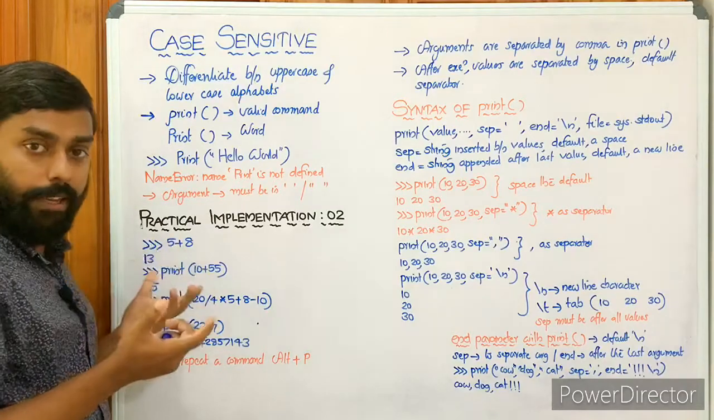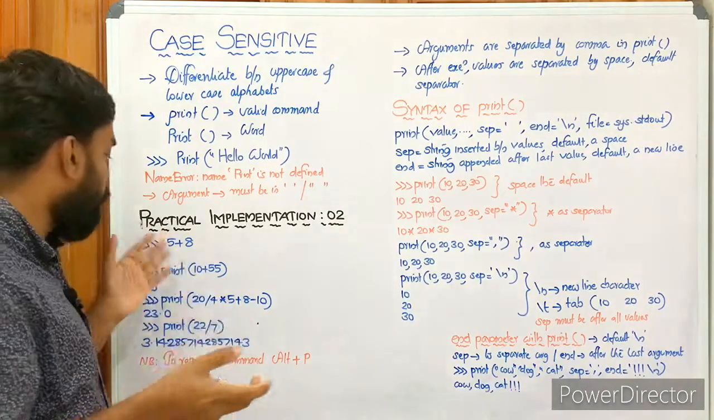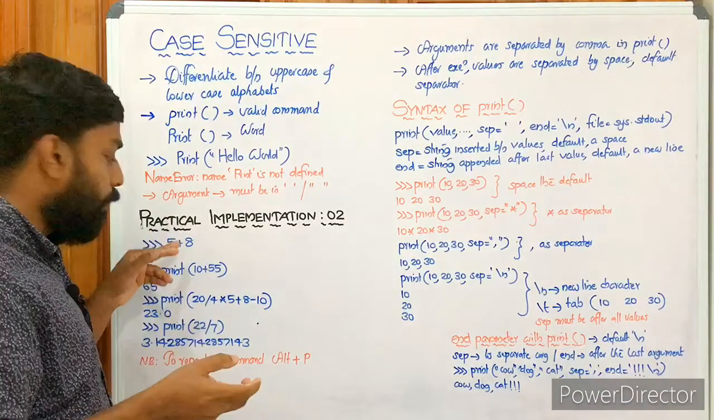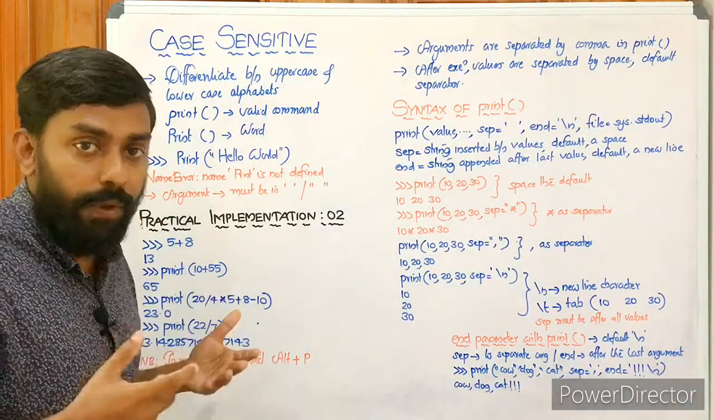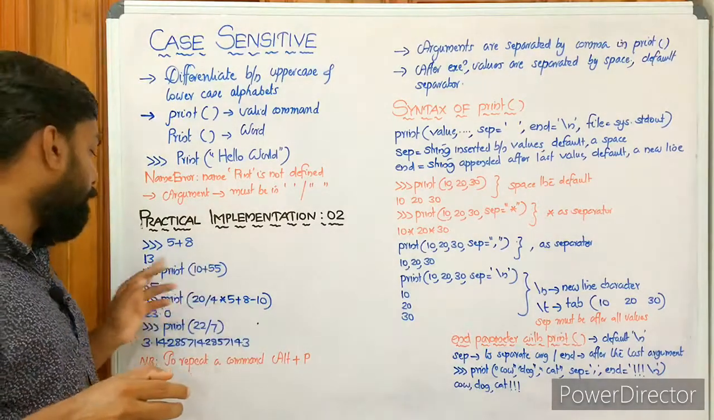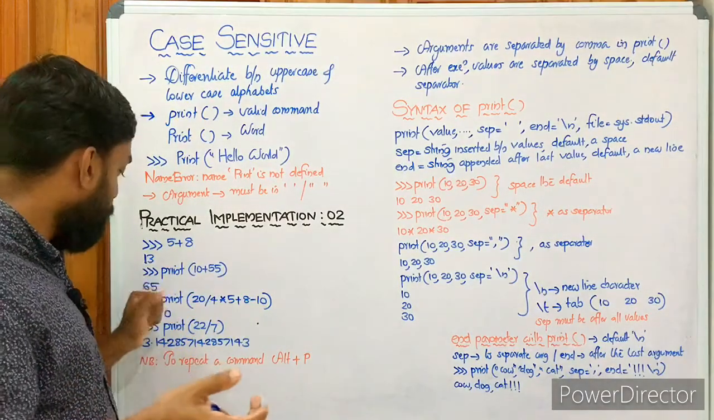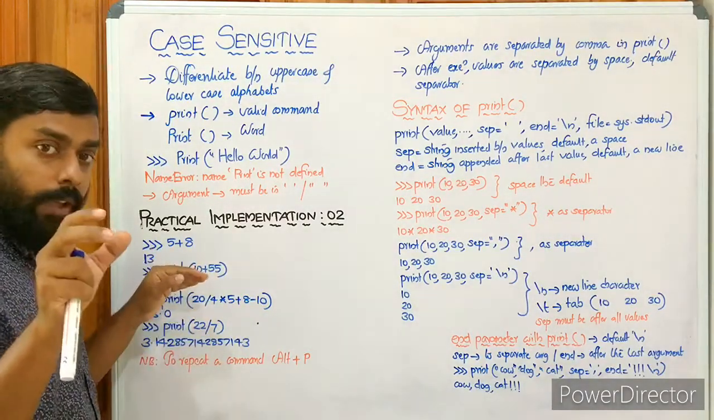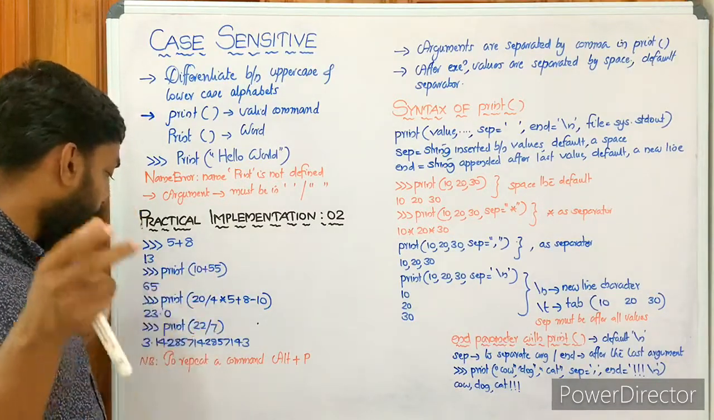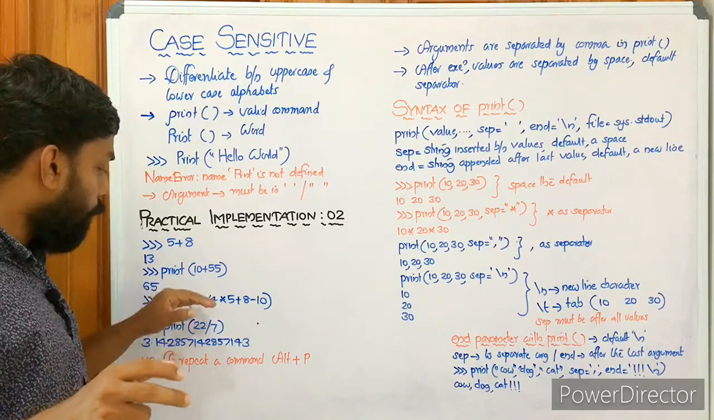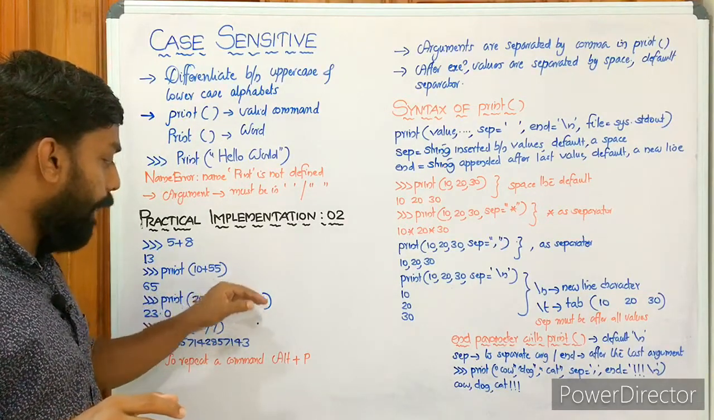At the command prompt, 5 plus 8. We can write it simply as 5 plus 8, right? It shows 13. This is one of the ways, and another way is the standard method using the print function, right? Yes, print 10 plus 55. It shows 65. With two integer values, whole numbers, 10 and 55. It shows 65. Then print 20 by 4 into 5 plus 8 minus 10.